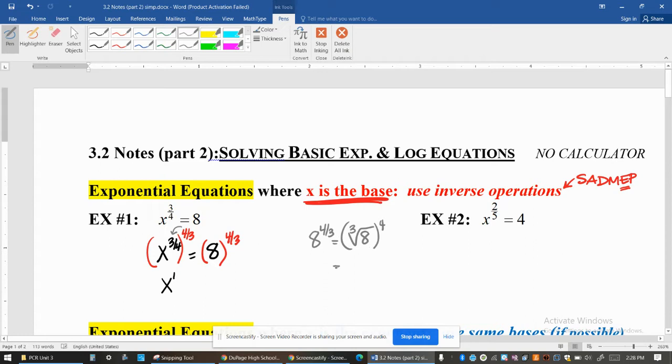All right, now the cube root of 8 is 2, and 2 to the 4th power is 16. So your solution here is x equals 16. Remember, feel free to pause the video and rewind anytime you need to review an explanation.